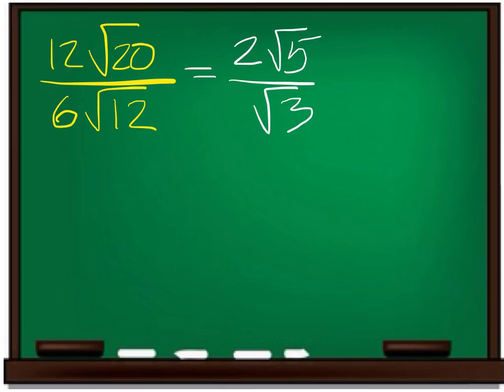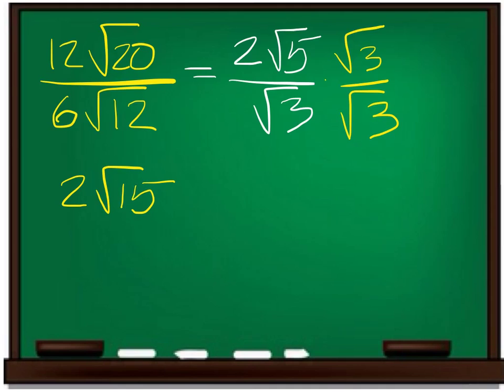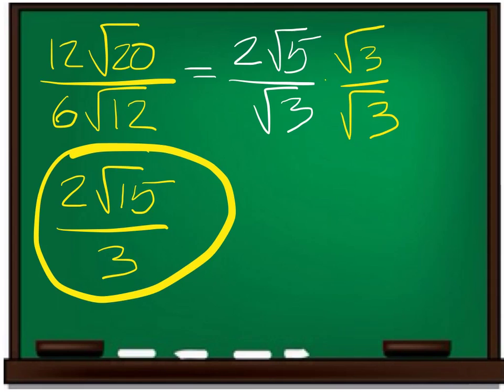Then of course I have to multiply the top and the bottom by square root of 3 to come up with 2 square root of 15 on the top and simply 3 on the bottom. There's nothing else that can be simplified after that. That's the final answer.